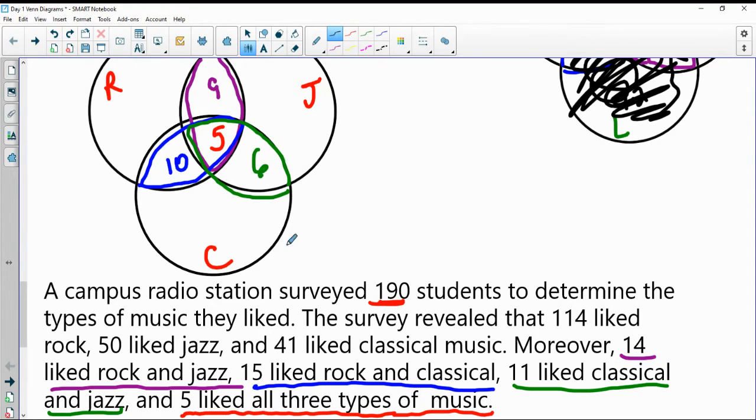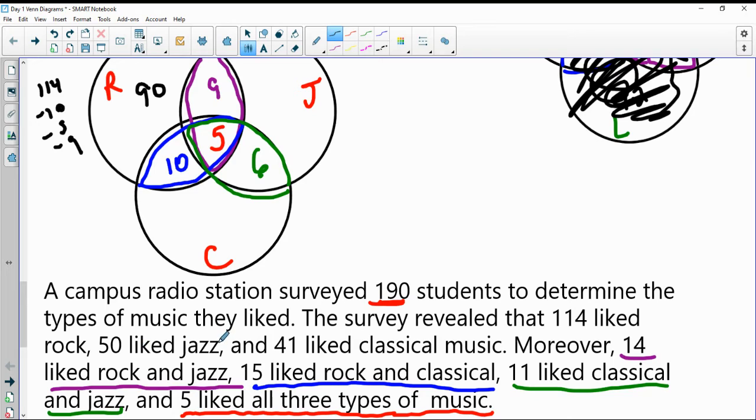Now let's look at the rest. It said 114 liked rock. So if I had 114, I have to take these away. So I have to do minus 10, minus 5, minus 9. So that's going to give me, let's see, that's 14. So this is 90. Okay.